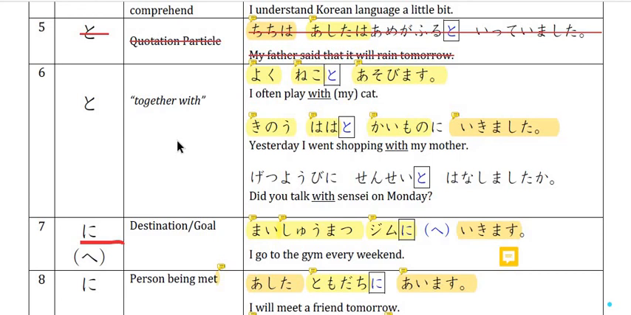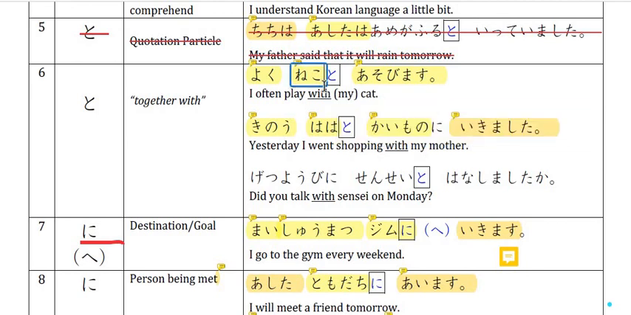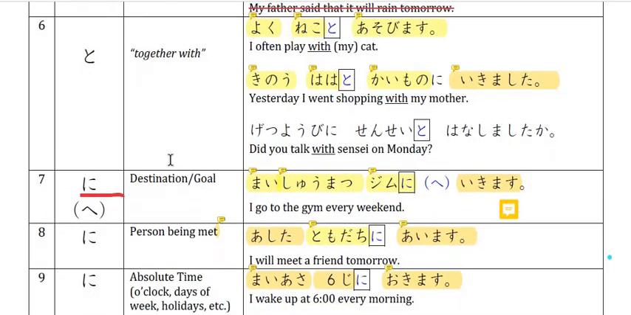So if you say I play with my cat, as you see over here, you say neko to asobimasu. Now neko is followed by to because you are playing with the cat. If you are playing with the dog, just replace neko with inu. So inu to asobimasu. If you want to say with the teacher, you say sensei to. With a friend, you say tomodachi to. With the mother, haha to. With father, chichi to. So this is how we say it: person plus to.